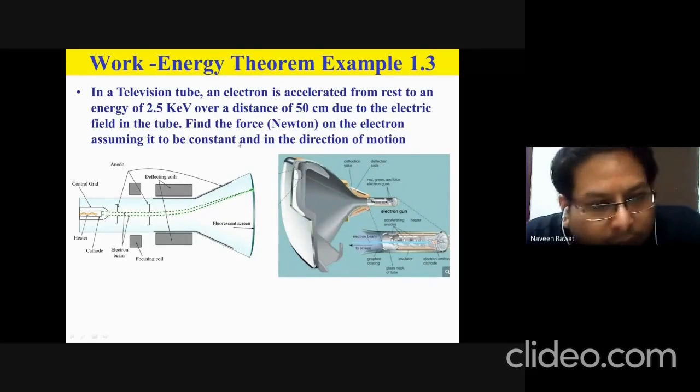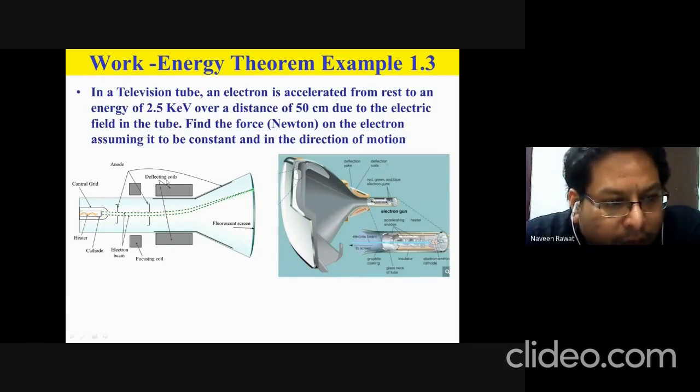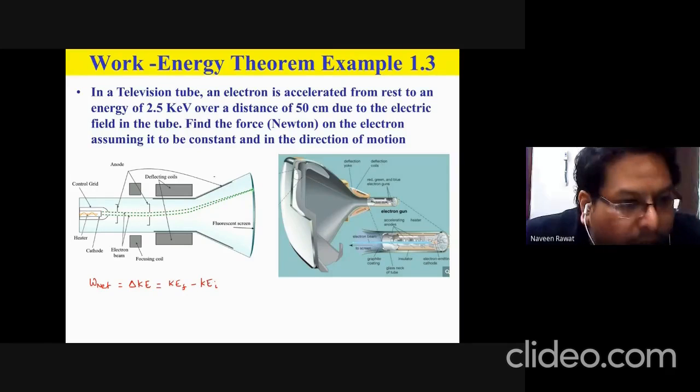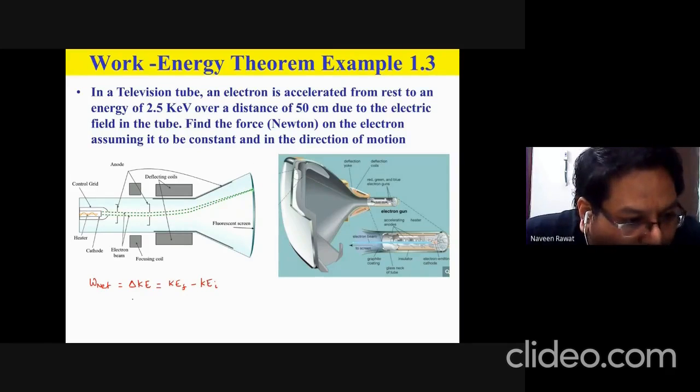So we want to find the force in newtons on the electron, and we will assume that the force is constant and in the direction of motion so that it gets simplified. We know the work energy theorem: net work done is the change in kinetic energy, which is the kinetic energy final minus kinetic energy initial. In our situation it is starting from rest, so the kinetic energy initial will be 0.